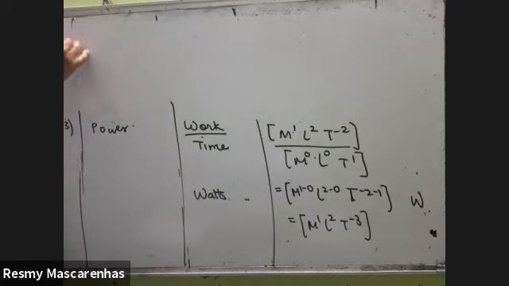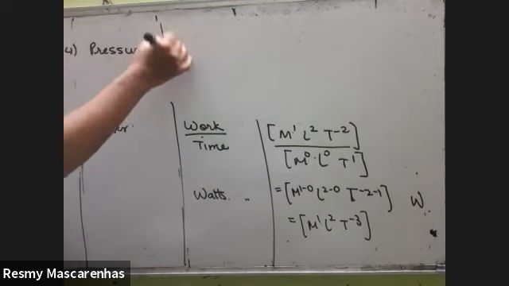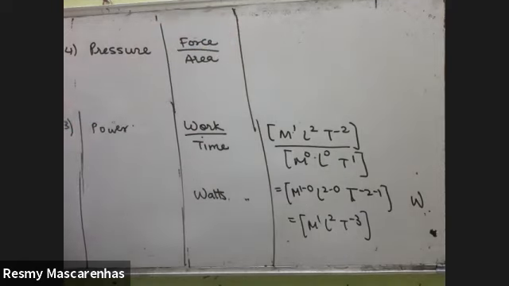Next one. Pressure. Pressure, we know, is force upon area. Let's see if someone can calculate and tell me the answer. Put the dimensions of force, put the dimensions of area. Force is already there in serial number 10. We have already calculated force. Area we have already calculated in serial number 4. Just put the dimensions, calculate and tell me the answer for pressure.